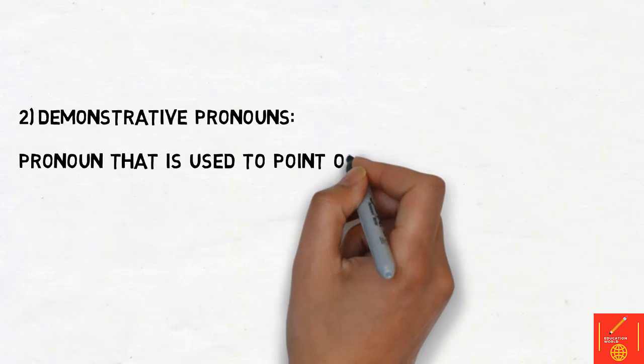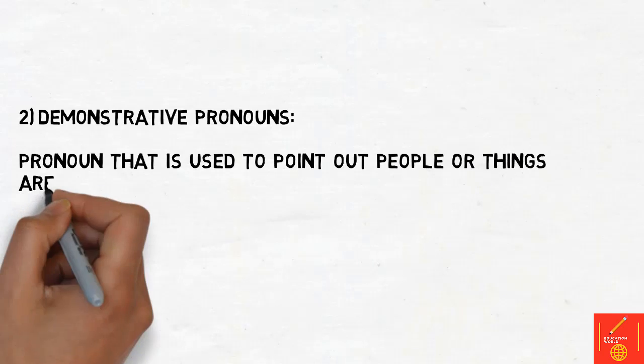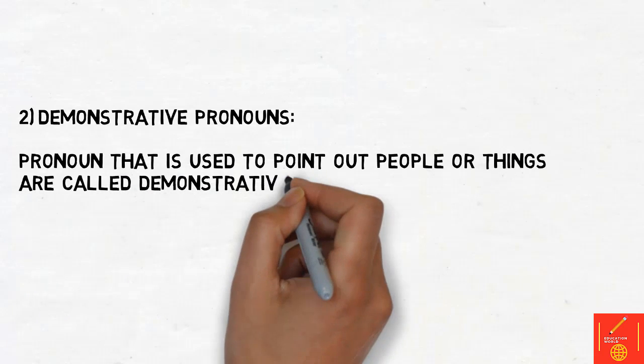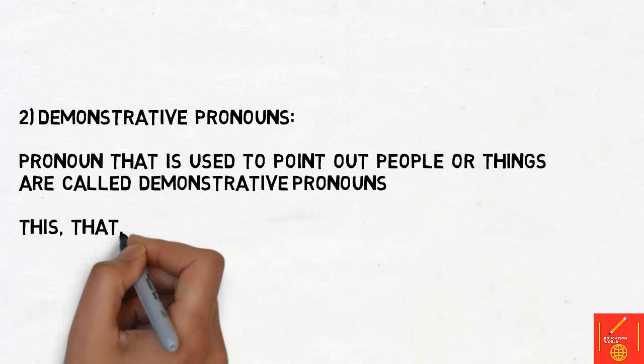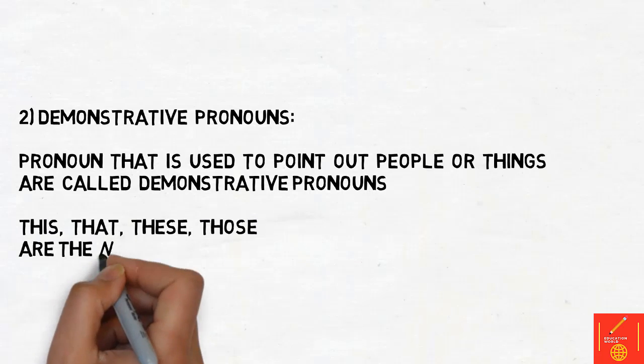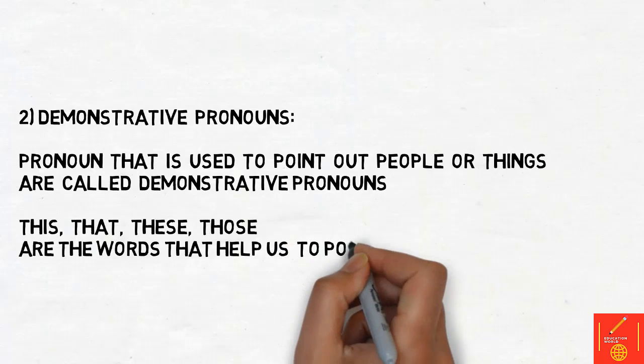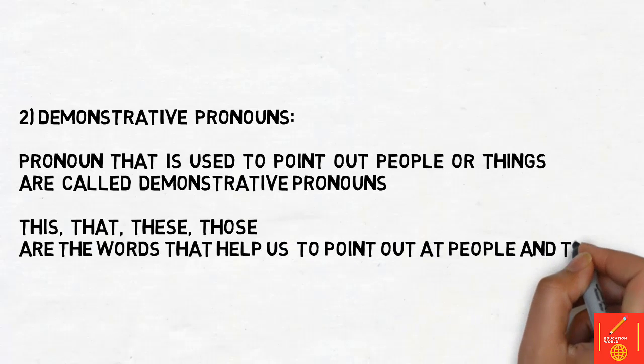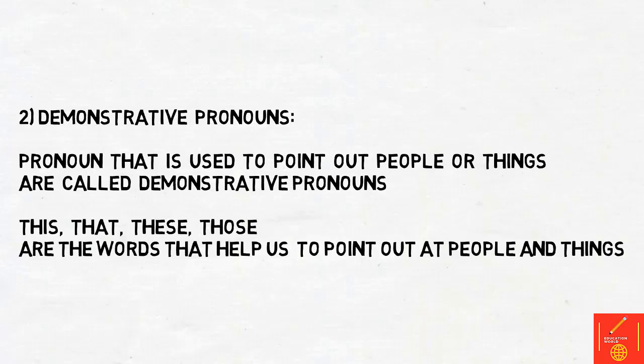Demonstrative pronouns are the pronouns that are used to point out people or things. Demonstration. How do we demonstrate anything? We use this, that, these, those. For example, let's take: This chair is broken. That car is expensive. These clothes are wet. Those birds are flying north. So this, that, these and those are the words that are pointing out people or things, so they are called demonstrative pronouns.